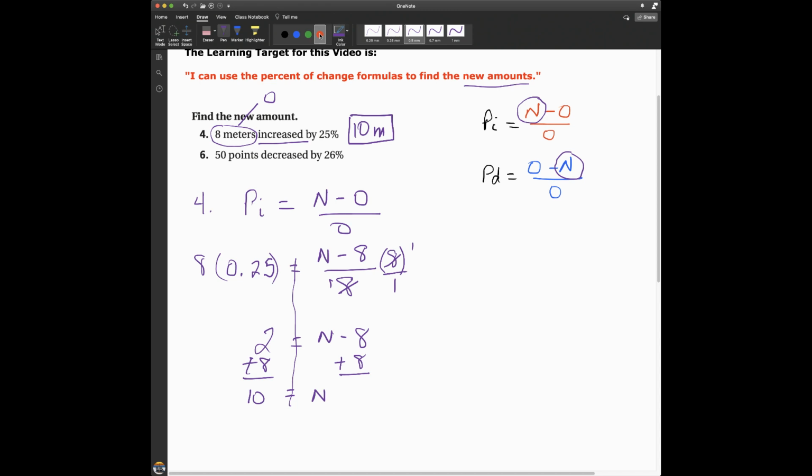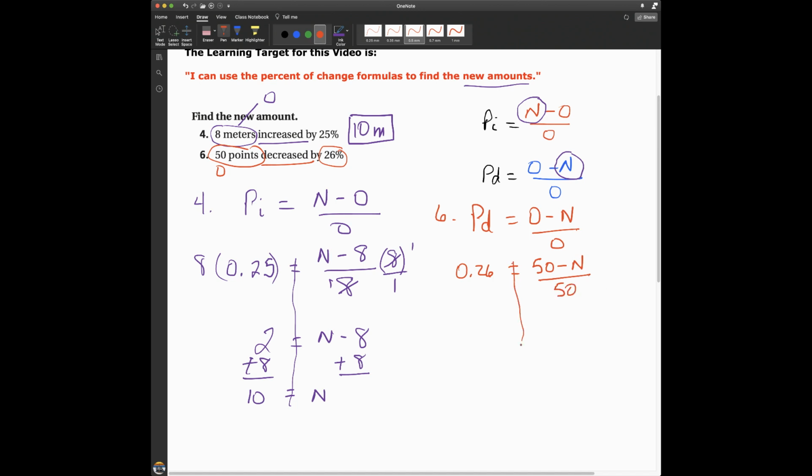Okay, let's look at number 6. Here, remember, this is my original amount, this is my percent, and now we're decreasing. So for number 6, I need to use the percent decrease formula. I have my original amount minus the new amount, divided by the original. And 26%, 0.26, equals the original amount, which is 50, minus the new amount, divided by 50.